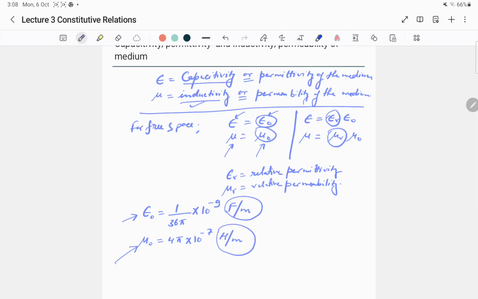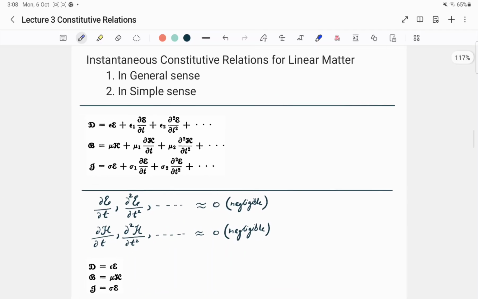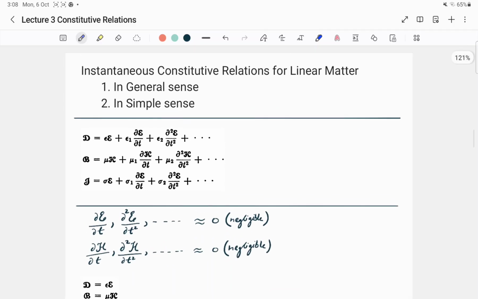So you should know these two names. The more popular names are permittivity and permeability, but you should also know that they are called capacitivity and inductivity of the medium. Alright. Now next is instantaneous constitutive relationship for linear matter in general sense and in simple sense.